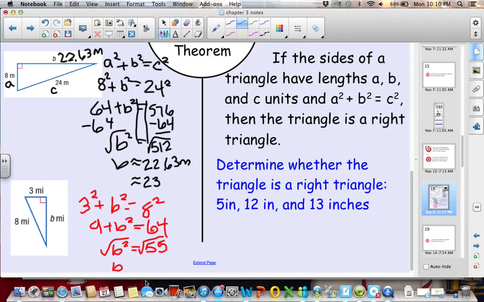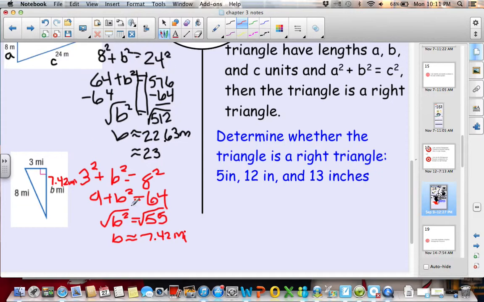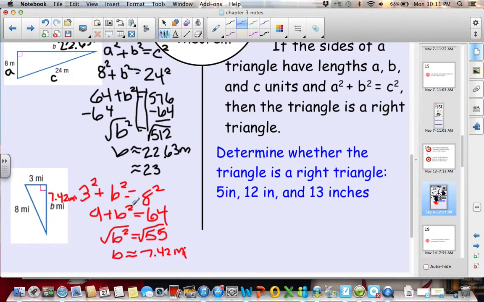B equals the square root of 55, approximately 7.42 meters, which makes sense because 8 is greater than 3 and 7.42. And no, it's not meters, sorry, it's miles. Okay, so always look back to make sure that it is correct. It seems like it's correct.